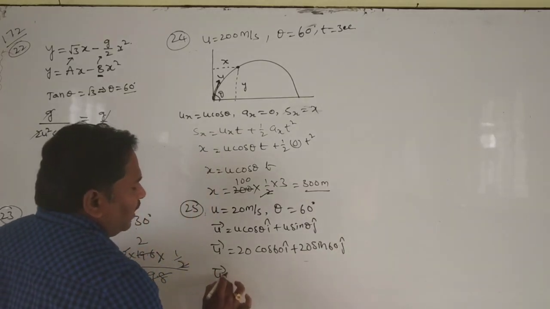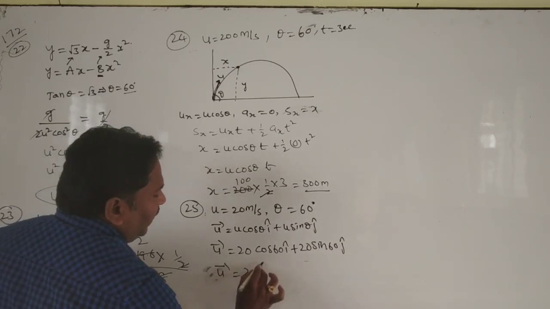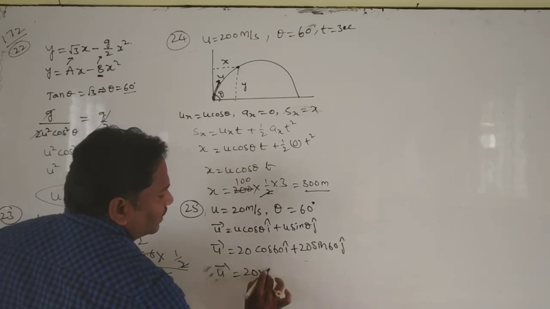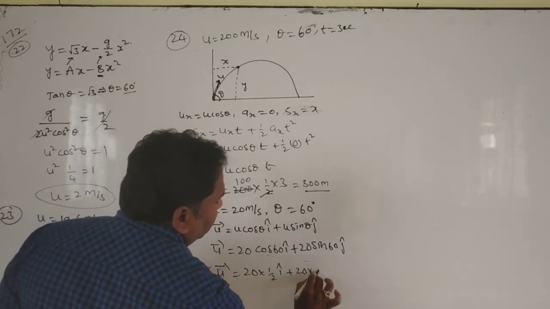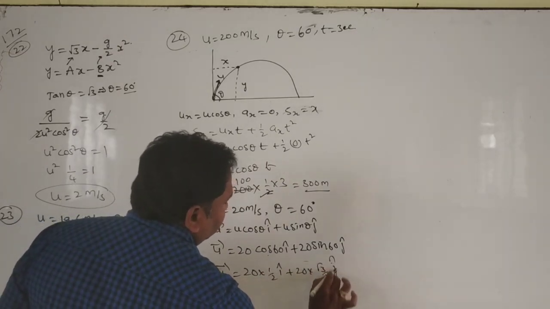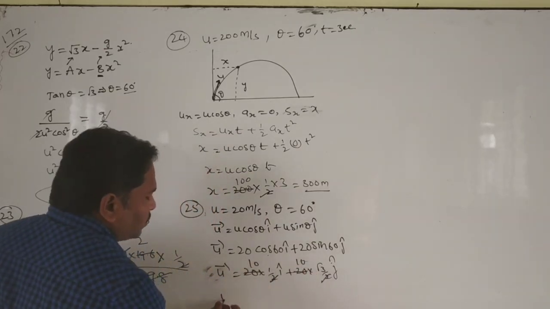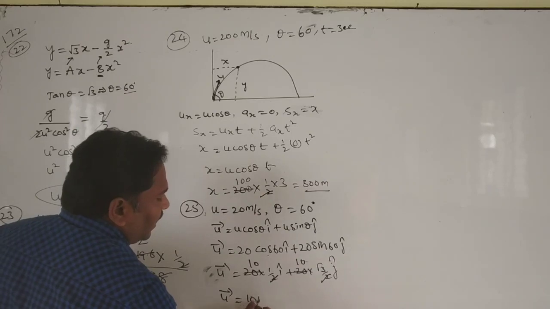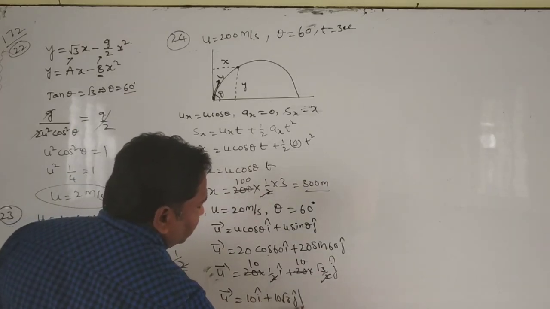So u bar equal to 20 into cos 60, and cos 60 is 1 by 2, i cap, plus 20 into root 3 by 2 j cap. 1 twos are 10, 1 twos are 10. So u bar equals 10 i cap plus 10 root 3 j cap is the answer.